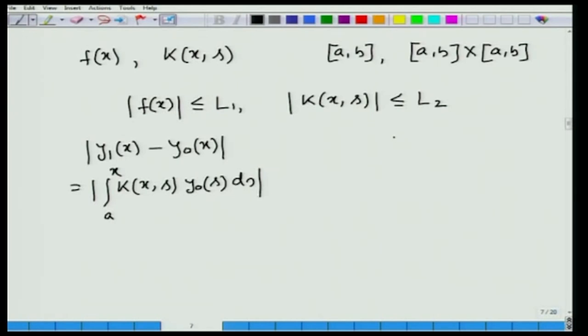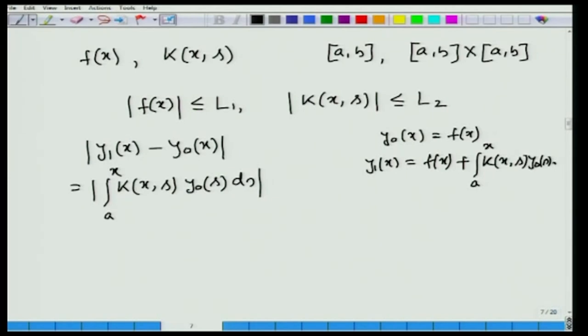This is coming in this way: if you assume y0(x) is equal to f(x), then from the result y1(x) equal to f(x) plus integral a to x of k(x,s) y0(s) ds, we can write this as y0(x) plus integral a to x of k(x,s) y(s) ds. So, clearly y1(x) minus y0(x) is equal to integral a to x of k(x,s) y(s) ds.